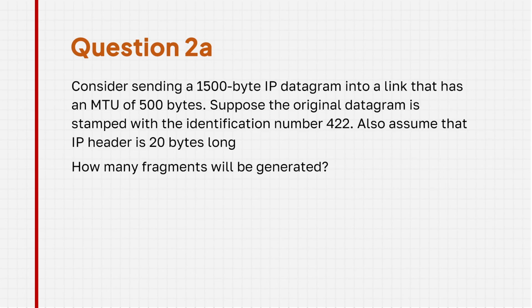Anyone? Why is it 4 fragments? Yeah. So for the 1500 we need to minus 20 for the header. Then there will be 1480. So that's the amount of data, the data length. Then each fragment is 500 bytes, but the 500 also includes the 20 bytes, so we need to minus that as well. Then 1480 divided by 480. Okay. That is exactly correct.